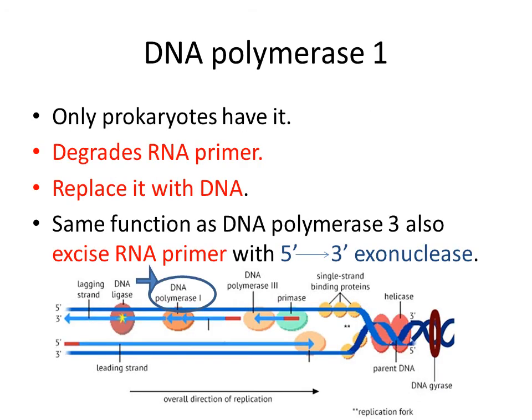So now we are going to see DNA polymerase 1, which only prokaryotes have. It will degrade the RNA primer and replace it with DNA. It will have the same function as DNA polymerase 3. It will also excise the RNA primer with 5' to 3' exonuclease. We have seen 3' to 5' exonuclease in DNA polymerase 3, which proofreads the DNA. You can see the structure of DNA polymerase 1 that is located here. You can see this red area, which is the RNA primer. It is replaced by this blue area with the help of DNA polymerase 1. This blue area is DNA.